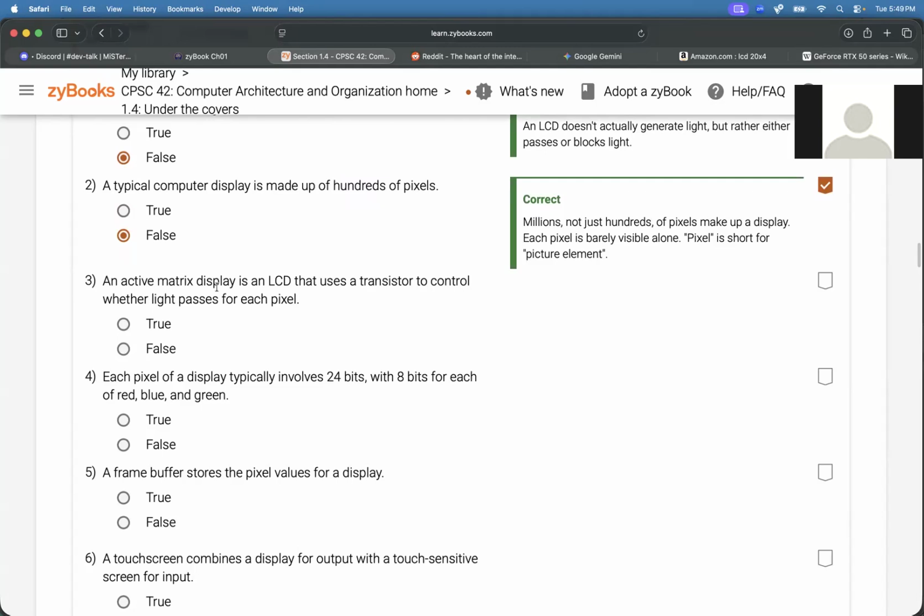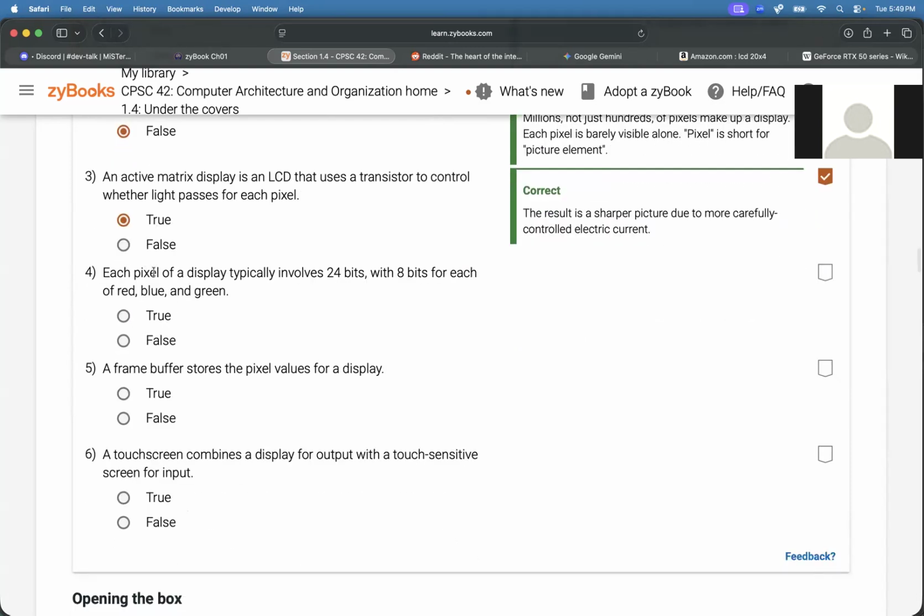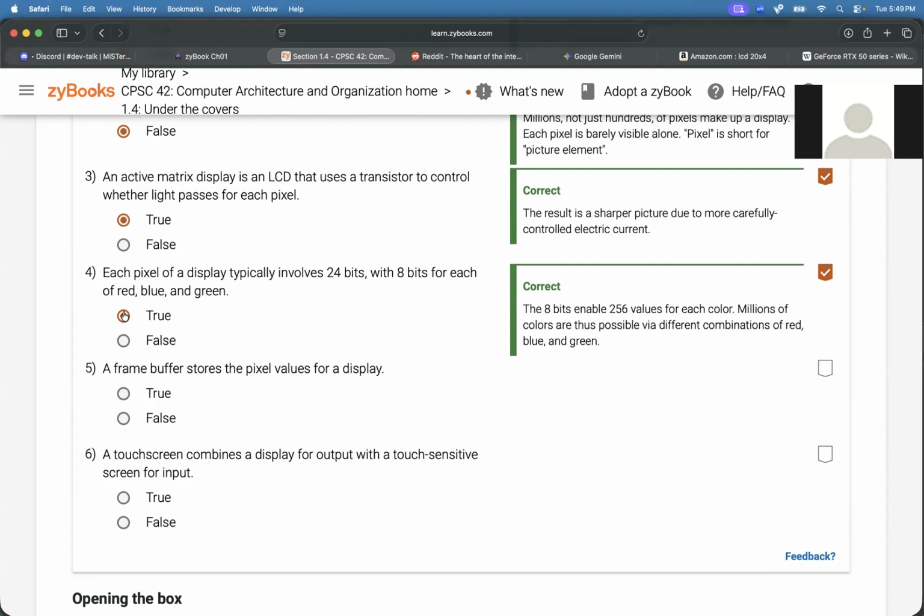An active matrix display is an LCD that uses a transistor to control whether light passes for each pixel. Okay. Each pixel typically involves 24 bits, 8 bits for each red, green, and blue. That's normal. Not the only way. There's 10-bit displays now that do 10 bits per pixel.